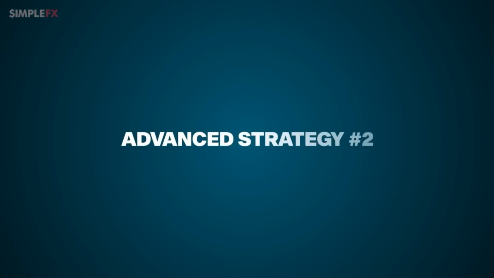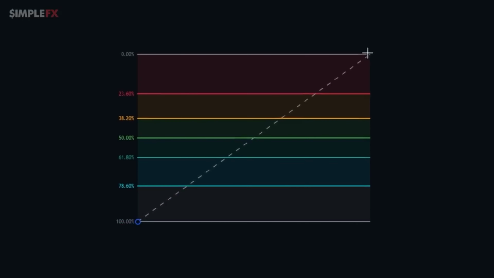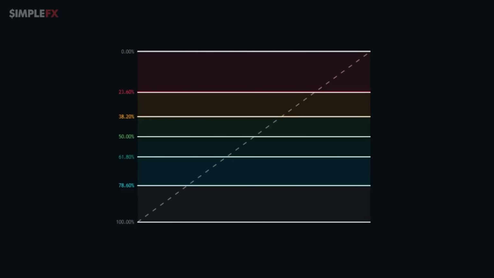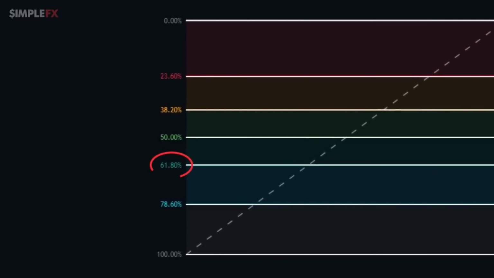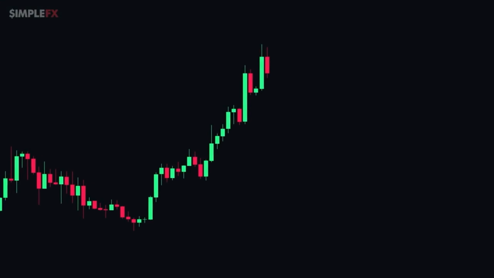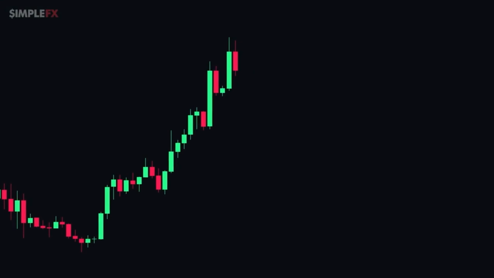Advanced strategy No. 2. In this strategy, we're using fair value gaps in combination with the Fibonacci retracement tool. If you don't already know, Fibonacci retracement is a popular tool that uses horizontal lines to show areas of potential support or resistance. In this strategy, the 61.8% level on the Fibonacci tool, also known as the golden zone, is particularly important. So to combine fair value gaps with the Fibonacci retracement, we're using confluence between them.